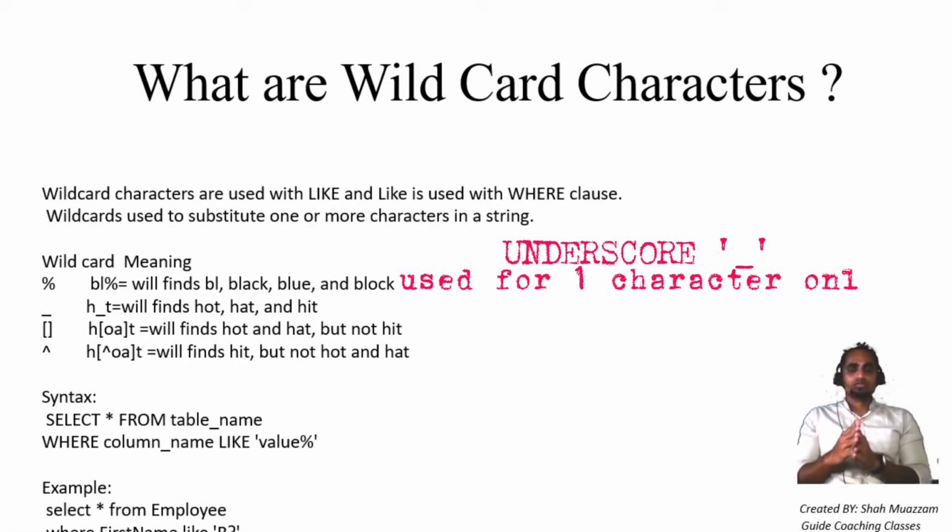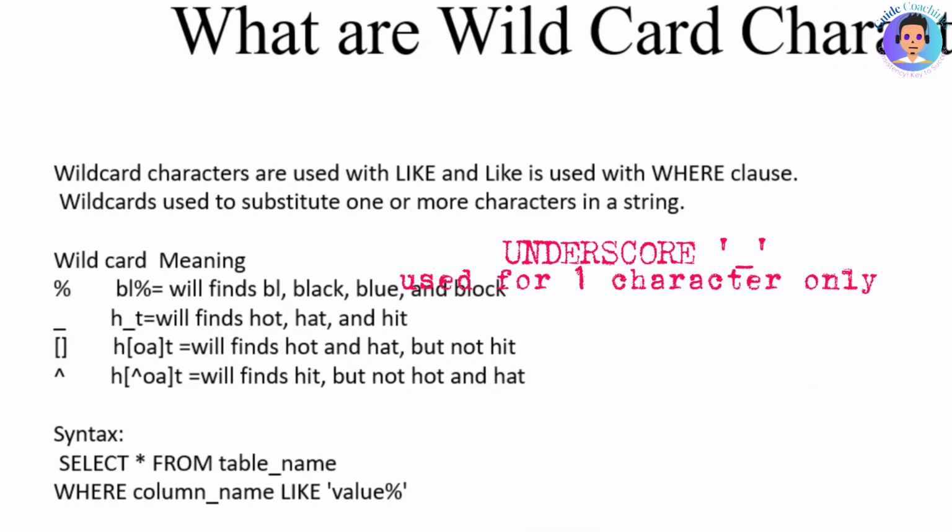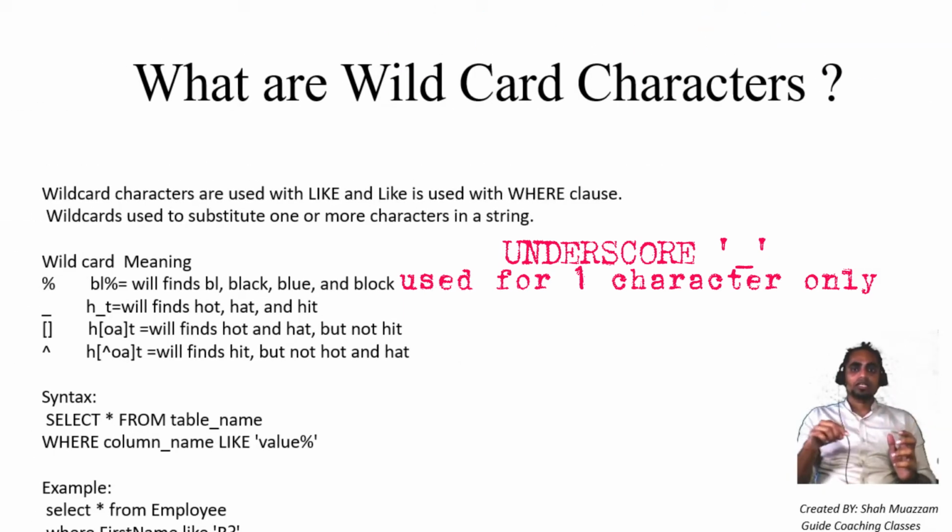When we use underscore, we are aware that only one letter is missing, only one character is missing from our string. The example is like H underscore T. Here we don't know what exactly comes between H and T. It could be hot, hat, and hit. These three results will be fetched from the database.